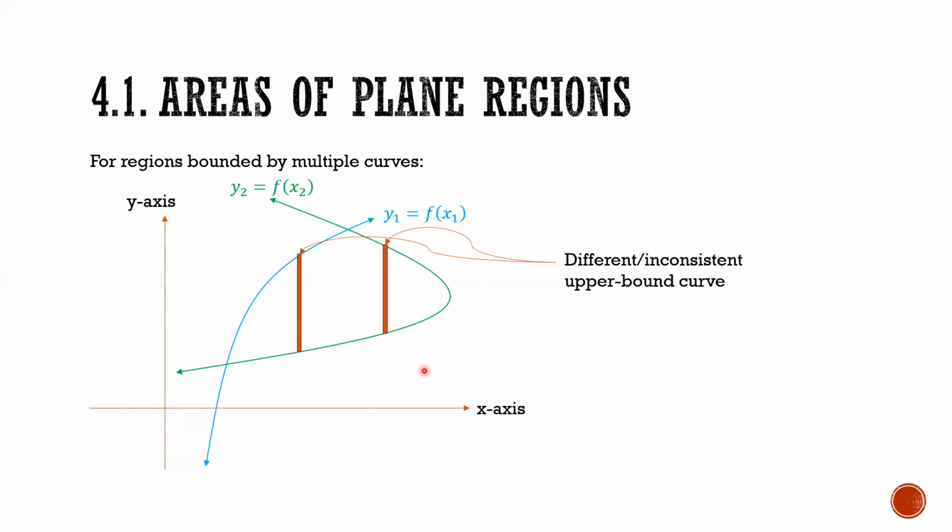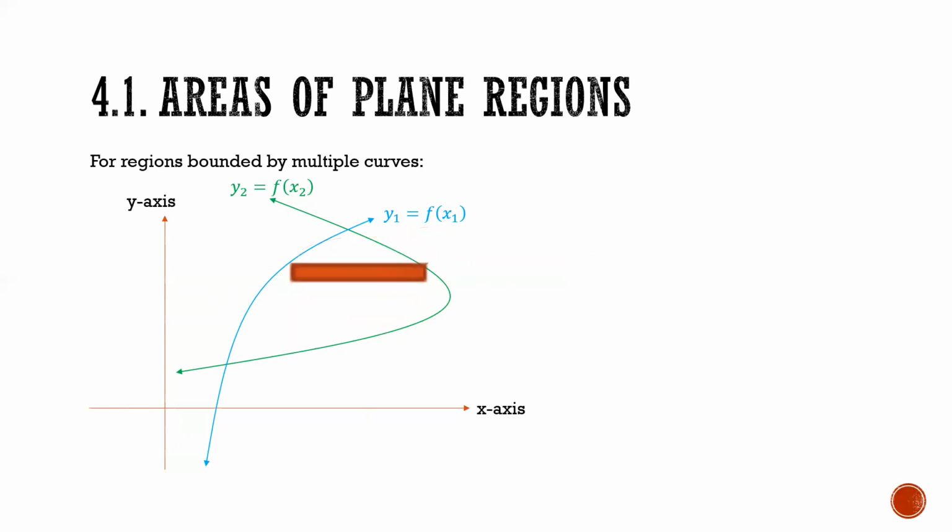Instead of using a vertical rectangular element, we can also choose to use a horizontal rectangular element. Wherein, if we consider a rectangular element in this case, we just need to note that the left and the right end of the element would have a consistent type of curve. So the rectangular elements will run from this point to this point. As we can imagine, the left end will always be represented by the blue curve and the right end will always be represented by the green curve.